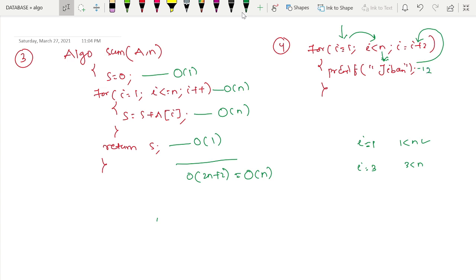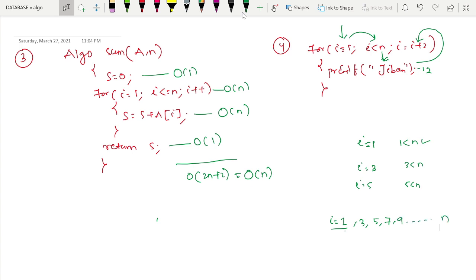Then from this, the updation part, i will become 5, right? So 5 is less than n. If 5 is less than n, then again the statements will go on. We need to check how many times this will get executed. The initial value of i is 1, then it becomes 3, then 5, then 7, then 9. In this way it will go till n.